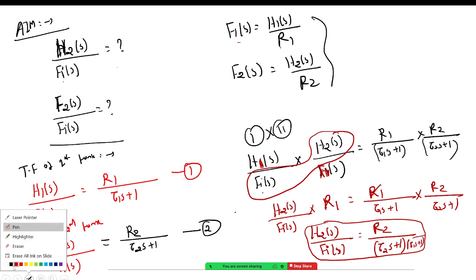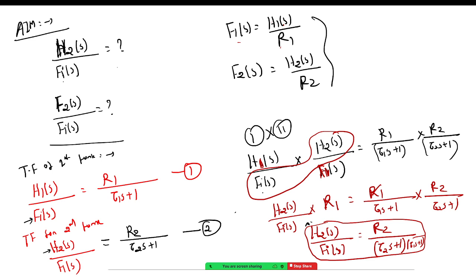Fine. Any doubt? Yesterday, I tried a similar thing. Fine. So our first goal we have completed. Now, how can I calculate the value of F2s by FIS? Tell me.